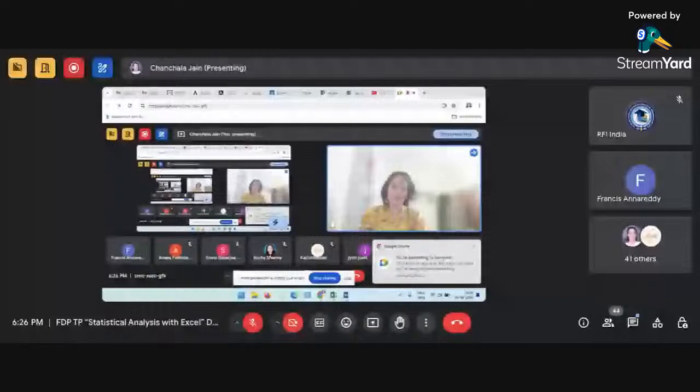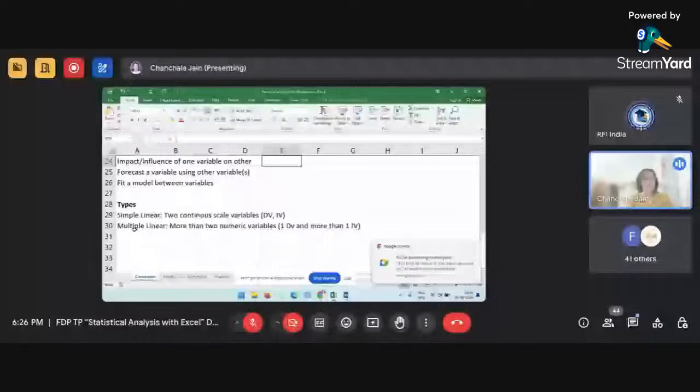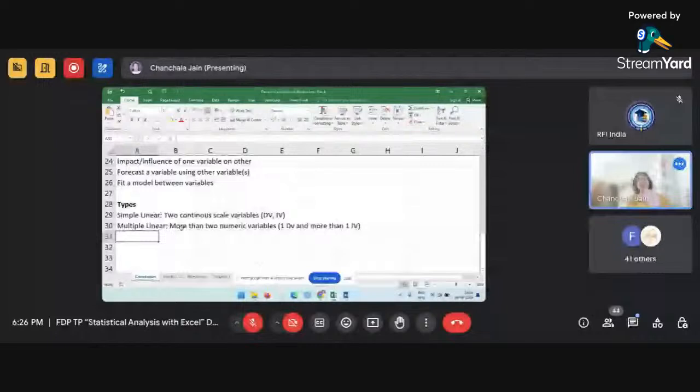So I think I was on multiple linear regression. I was telling you, when you have more than two numeric variables, in that case you go for multiple linear regression. One variable should be your dependent variable, and you need more than one independent variable to perform multiple linear regression. So these were the types.